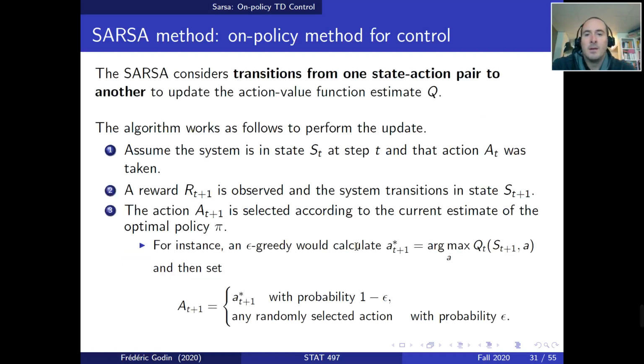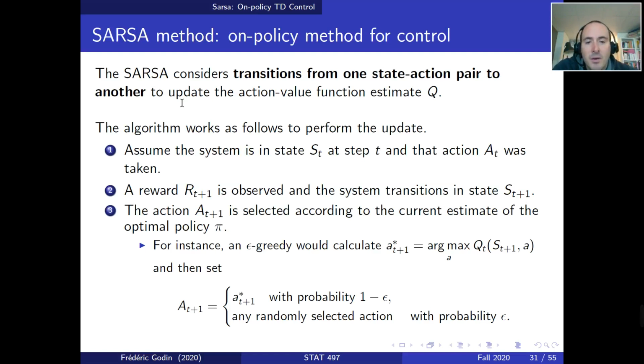Okay, so how does this SARSA algorithm work? First, why SARSA? We're going to see the justification for this name. SARSA means the S is for state, A is for action, R is for reward, S is for state, and A is for action. Once we see the algorithm, this name will make a lot of sense.